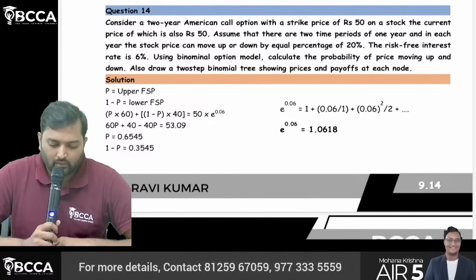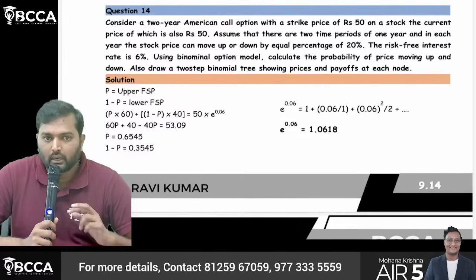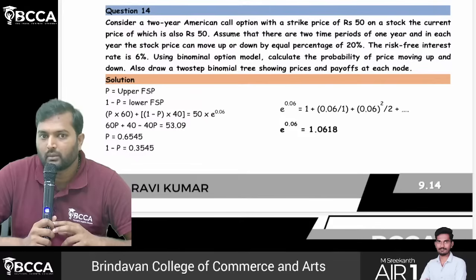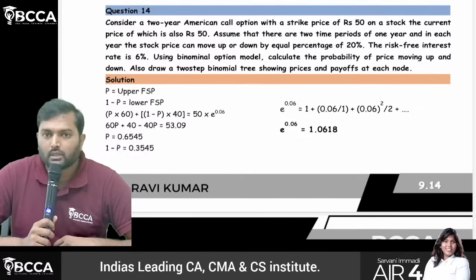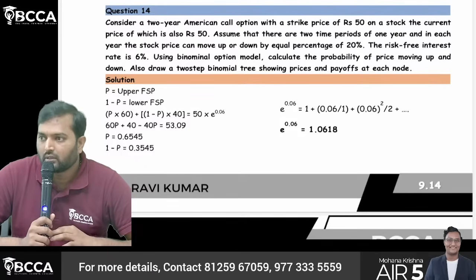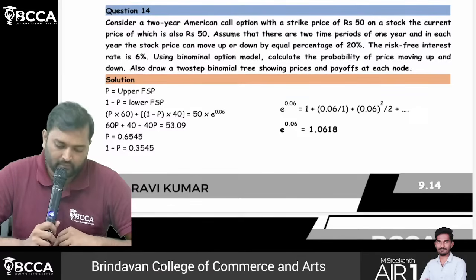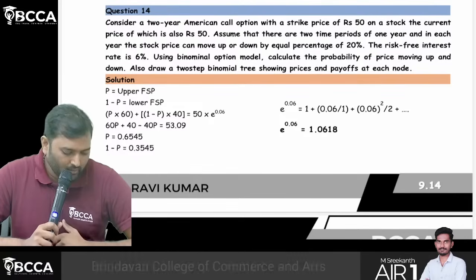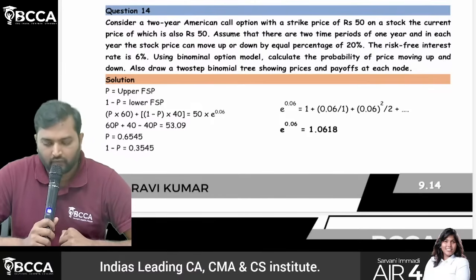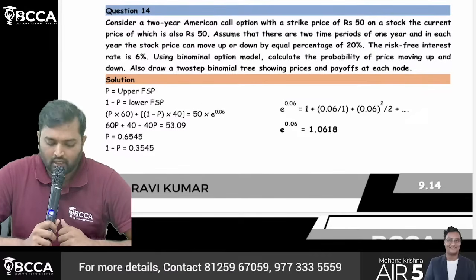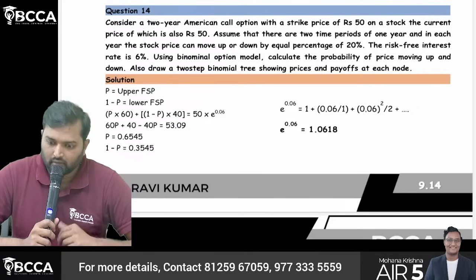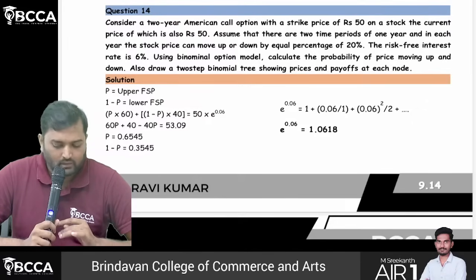Consider a 2-year American call option. A call option can be an American call option or a European call option. European option means it has to be exercised only on maturity. American option means it can be exercised on or before maturity. So, a 2-year American call option with a strike price of rupees 50 on a stock, the current price of which is also rupees 50.